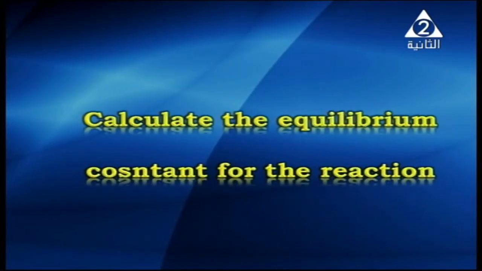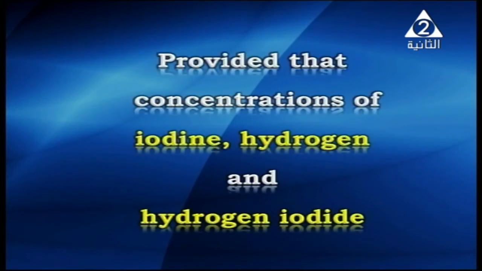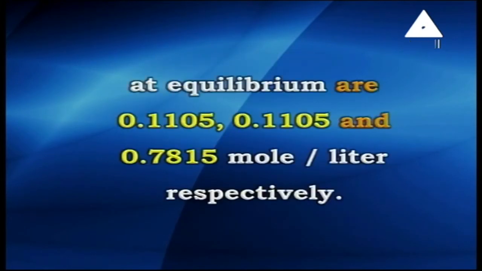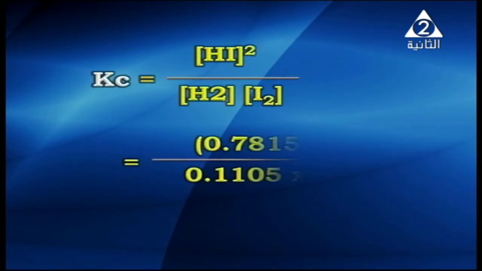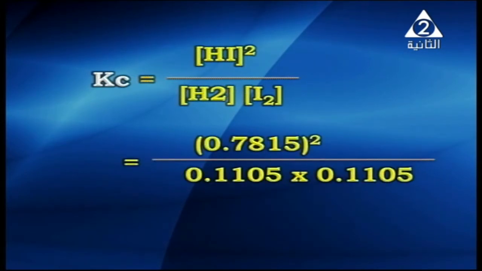Next type of question, it is a problem. Calculate the equilibrium constant for the following reaction: H2 plus I2 gives 2HI, provided that the concentrations of hydrogen, iodine, and hydrogen iodide at equilibrium are 0.1105, 0.1105, and 0.7815 mole per liter respectively. As the equation shown on the screen, the equilibrium constant Kc equals the concentration of HI power 2 over the concentration of hydrogen times the concentration of iodine. So it equals 0.7815 power 2 over 0.1105 times 0.1105, so it equals 50.